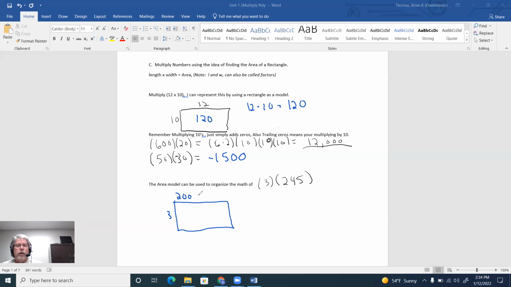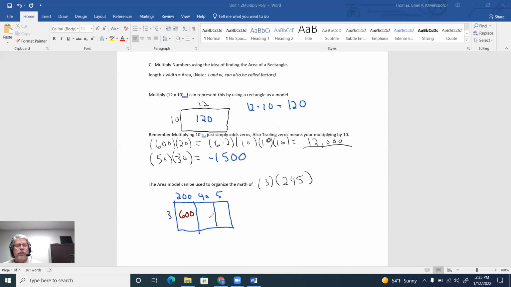The 4 means 40. And the 5 is just 5. So what happens is this area model actually gets partitioned into 3 rectangles. So now what we want to do is find the area of each rectangle. So we have 3 and 200 would be the measurements for this rectangle, and 3 times 200 would be 600.